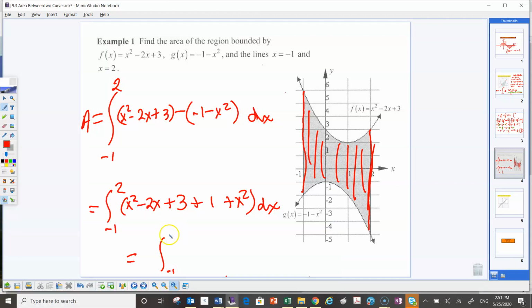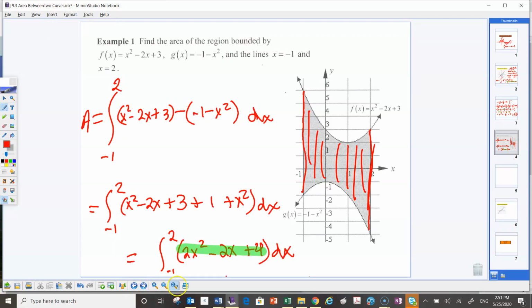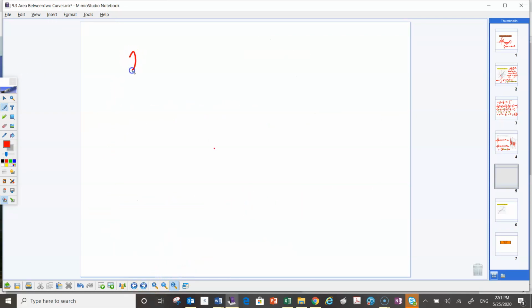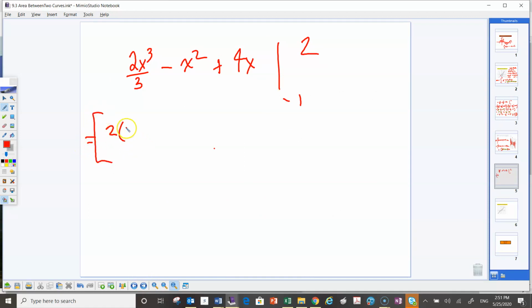which becomes the integral from -1 to 2 of 2x squared minus 2x plus 4 dx. And now I have to integrate this, plug in my upper limit, plug in my lower limit, and that would be my net area. So to do that, the integral of 2x squared is going to be 2x cubed over 3. The integral of -2x is -x squared, and the integral of 4 would be plus 4x, going from -1 to 2. So again, plug in my upper limit.